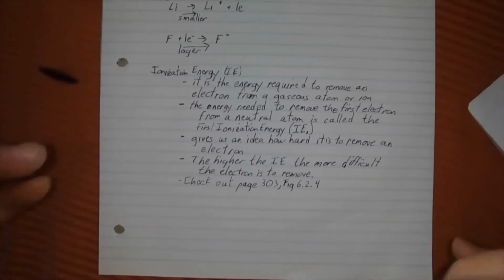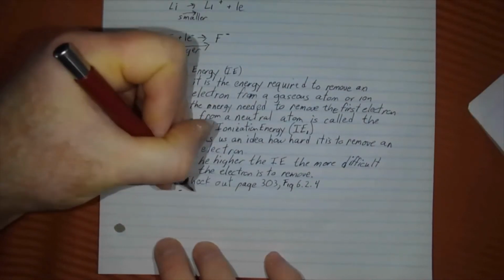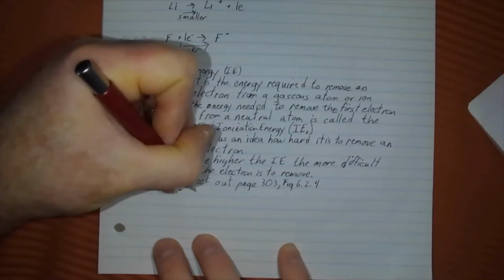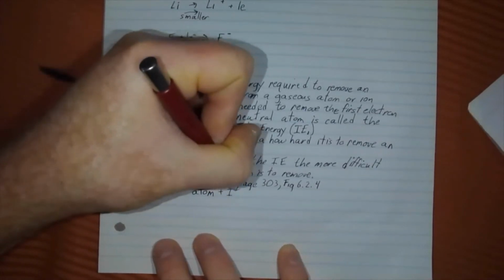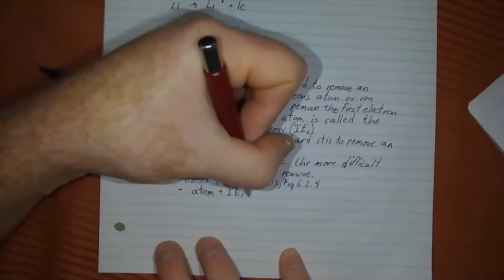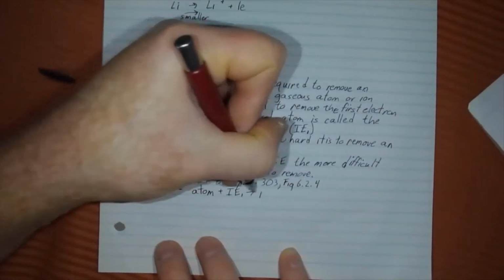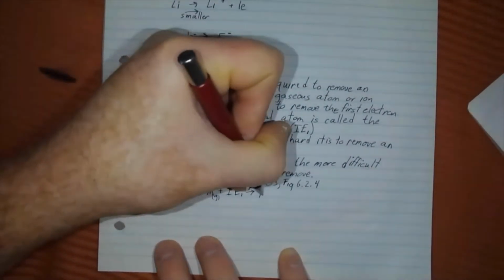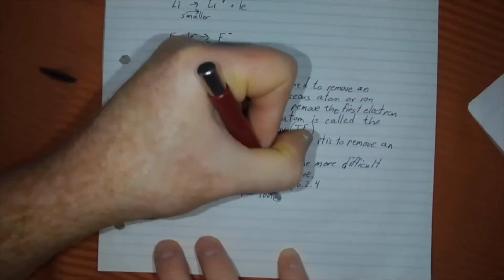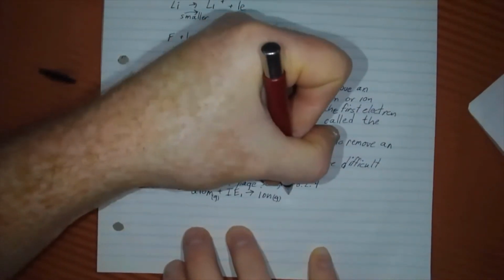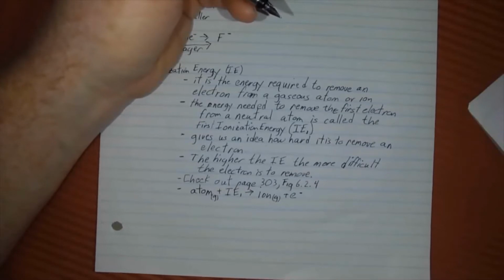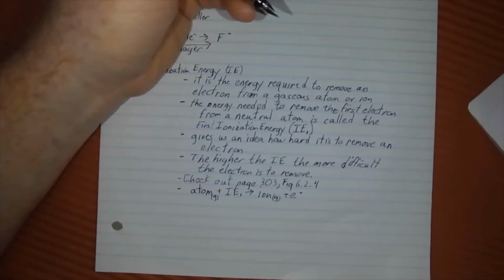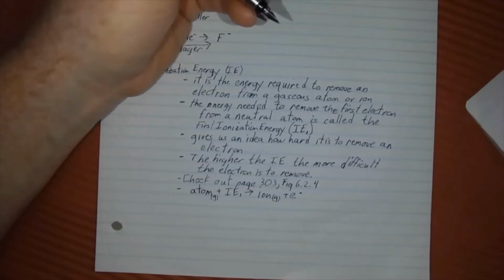So this can be written as a type of equation. You could write it out as your atom plus the energy required, the ionization energy, will give you the ion in the gaseous state, plus the electron. There are exceptions to this rule, and one of these exceptions would be oxygen versus nitrogen.